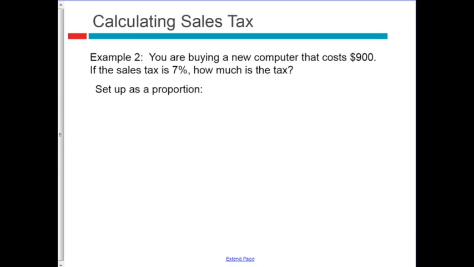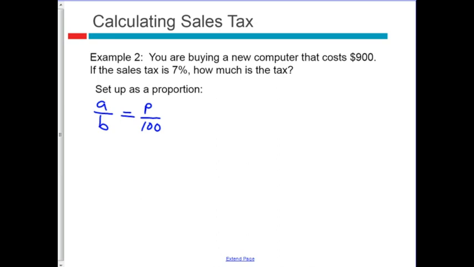Here you're buying a new computer that costs $900. That's the price of the computer. But then when you go to pay for it, they're going to add 7% sales tax. How much is the tax? So the proportion setup is amount over base equals P over 100.